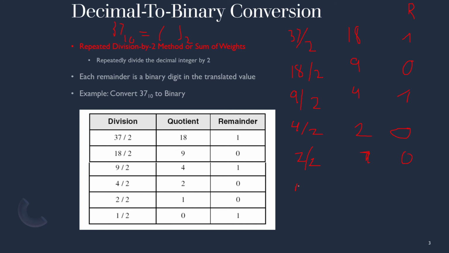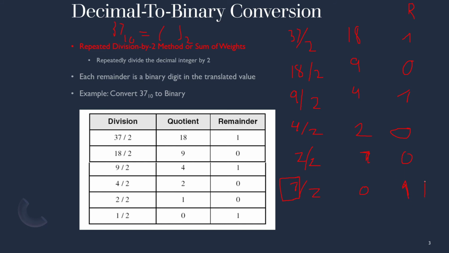Then we divide 1 by 2. It goes in 0 times. 2 does not go into 1 because 2 is larger. So the last number is this remainder right here, 1.